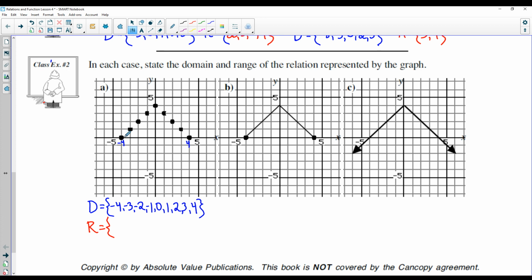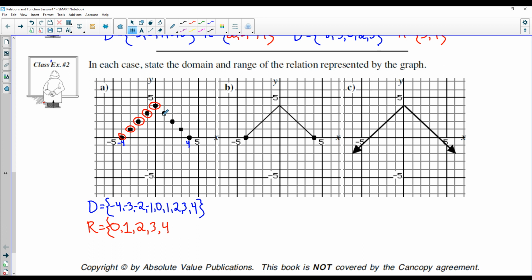Okay, so what's the smallest y coordinate you could have? Well, when you're on the x-axis, so that would be here. So here, for this point, the y value would be 0. Then the y value goes up to 1. Then the y value goes up to 2. Then the y value goes up to 3. Then the y value goes up to 4.